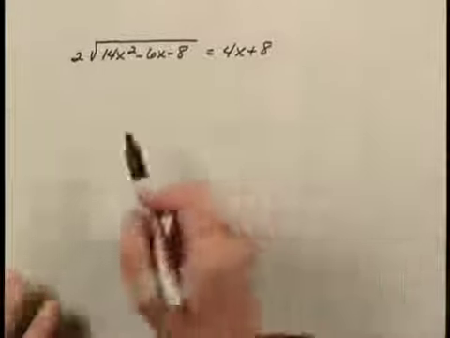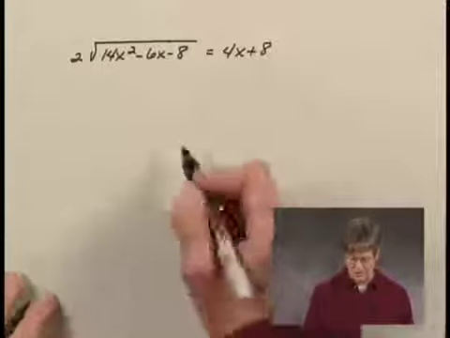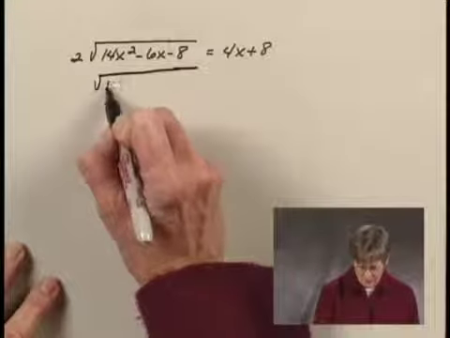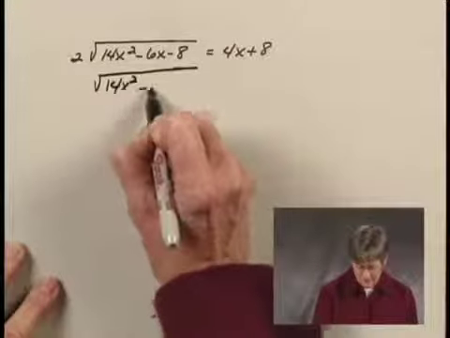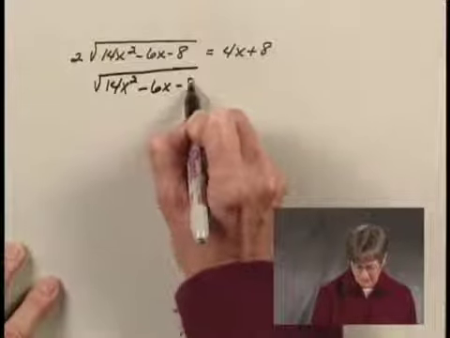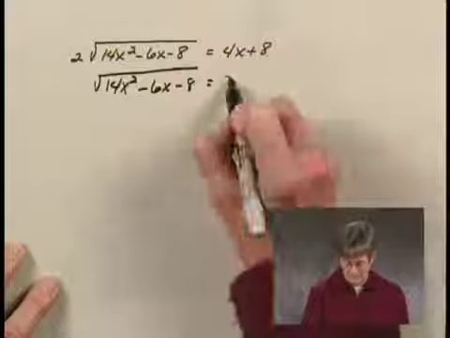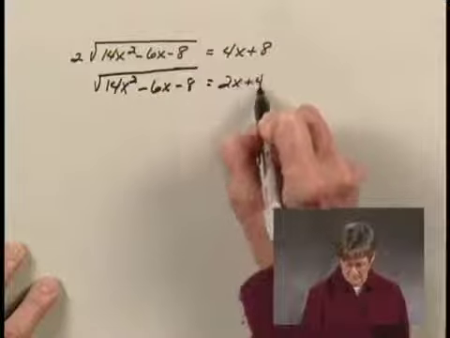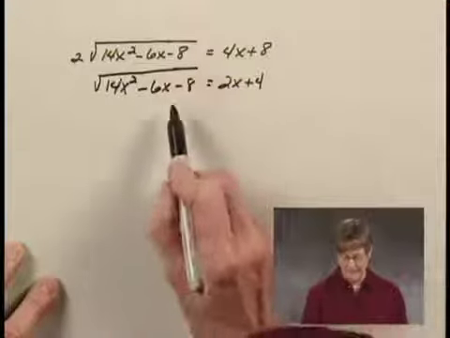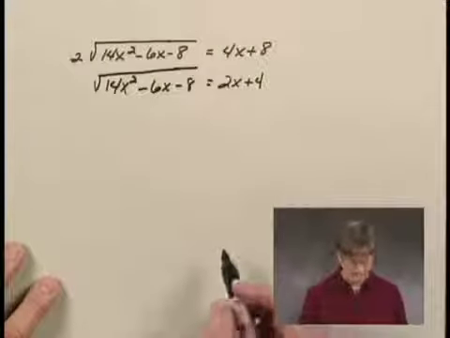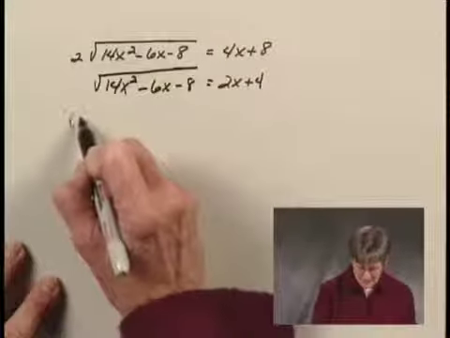The next thing I'm going to do is to divide both sides of this equation by 2. And when I do that, on the left I have the square root of 14x squared minus 6x minus 8. And dividing both of these terms by 2 on the right, I have 2x plus 4. Now I have a radical here, and I need to square both sides of the equation again to eliminate that radical. So let's do that now.